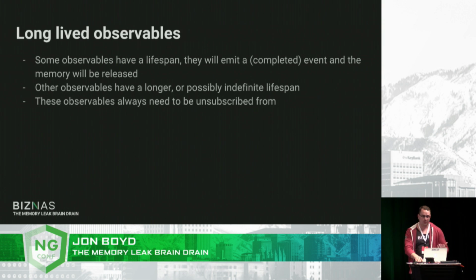The second thing is long-lived observables. So some observables have a lifespan. Something like an HTTP request will always have a completed event, and it'll kill itself. It'll unsubscribe when that happens. But if you're constantly taking requests from a certain API, like say you're polling a stock market API and it sends something back to you every 5 seconds in a component, even if you remove that component, that observable and subscription is still going to exist in memory and it will be retained. And that's why you always, just to be safe, always unsubscribe from observables. It might not be necessary, but it's a good safety procedure.